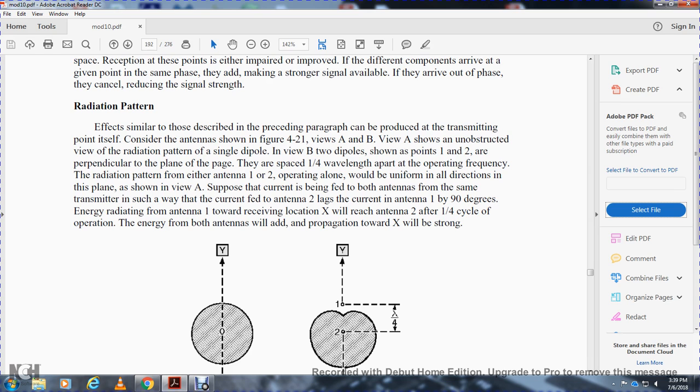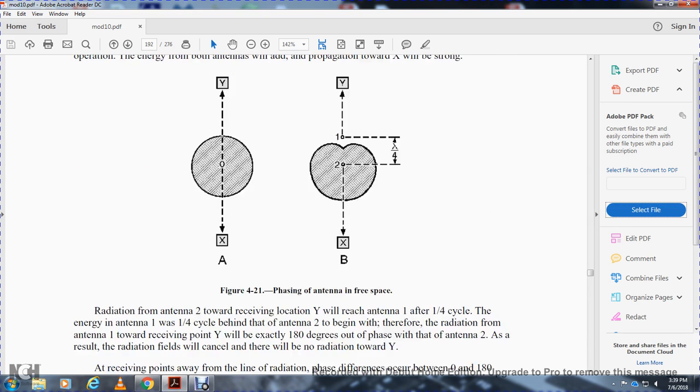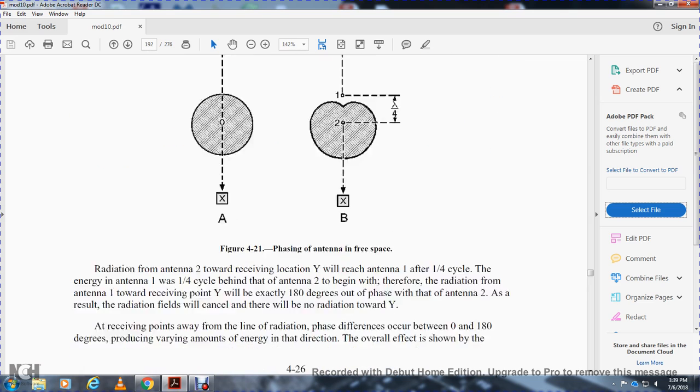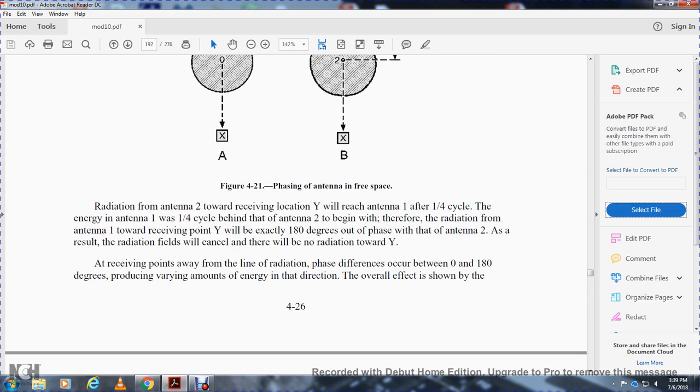The radiation pattern for either antenna 1 or 2 operating alone is uniform in direction, as shown in view A. Suppose the current is being fed to both antennas from the same transmitter in such a way that the current feed of antenna 2 lags the current of antenna 1 by 90 degrees. Energy radiated from antenna 1 toward the receiving location X will be received from antenna 2 after a quarter cycle of operation. The energy from both antennas will add, and propagation toward X will be stronger. Figure 4-21 shows phasing of antennas in free space, with locations X, Y, Z and the two dipoles 1 and 2.